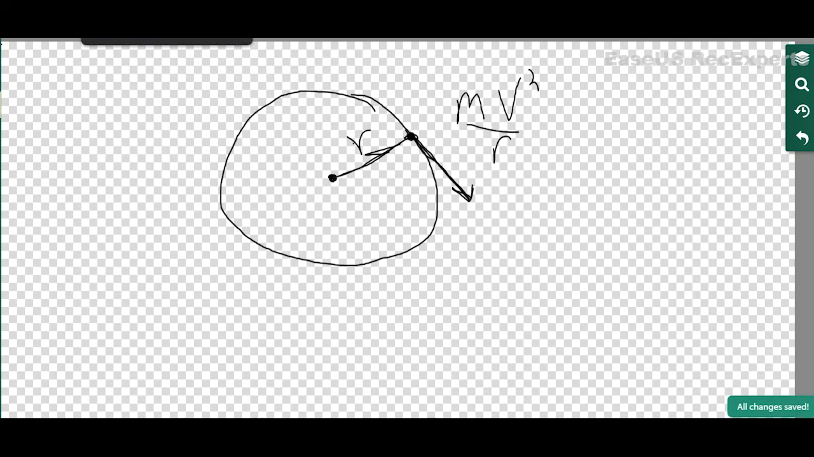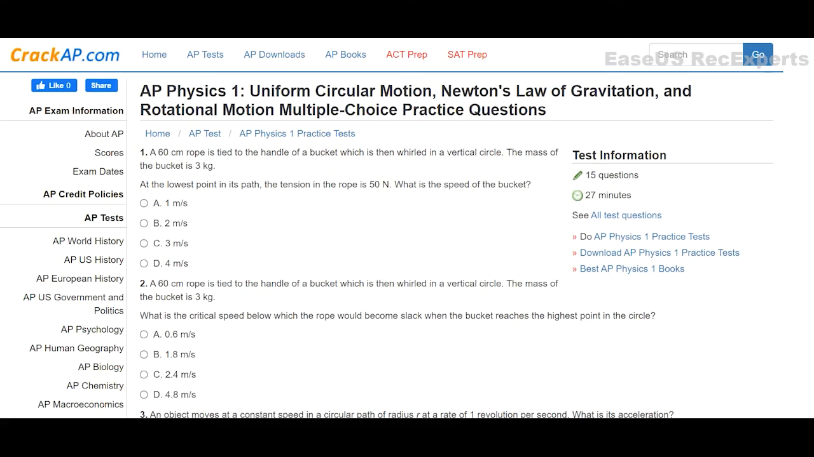So that's pretty much the premise of this entire unit, and you have to remember that for gravity, your formula is g times m1 times m2 over r squared. So where your g is your gravitational constant, and we will be going more in depth into that as we go on with these questions. So let's take a look at number 1.